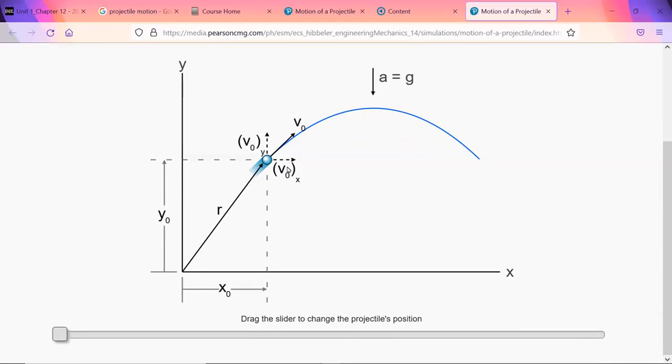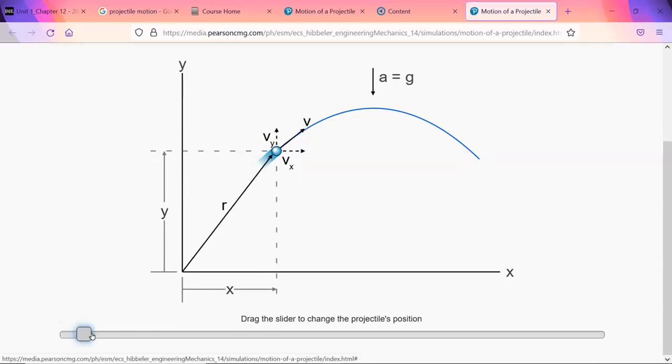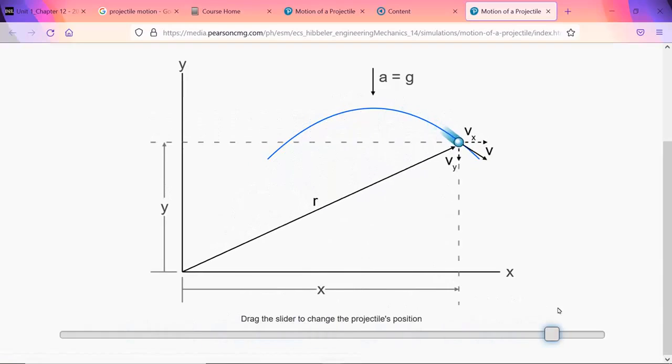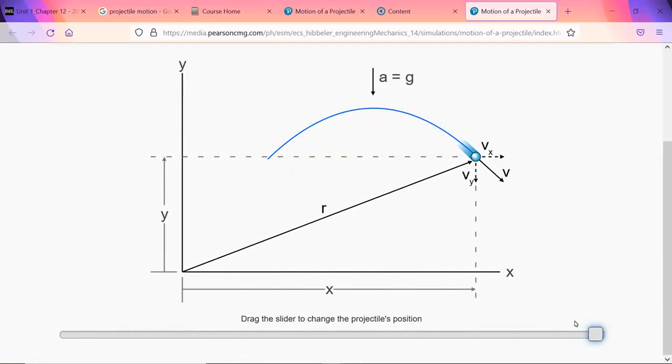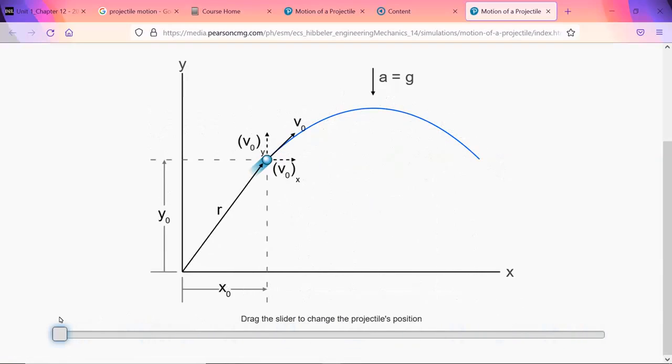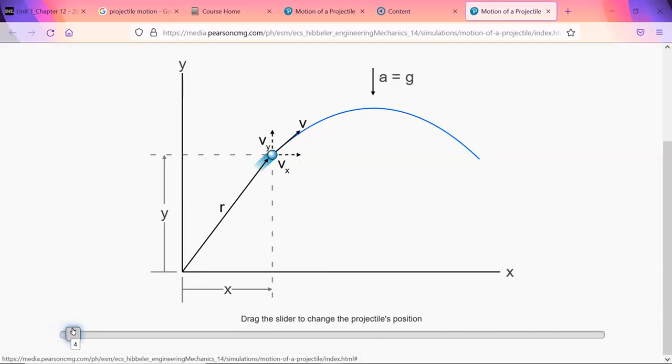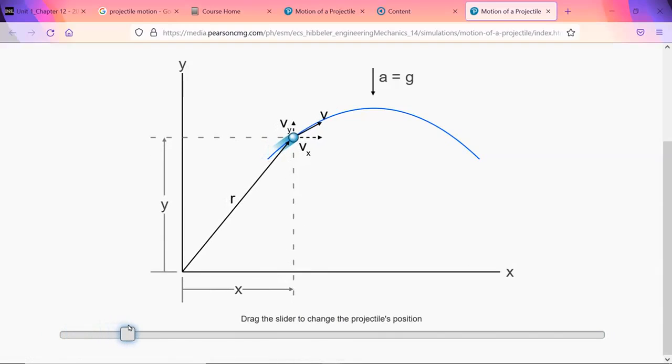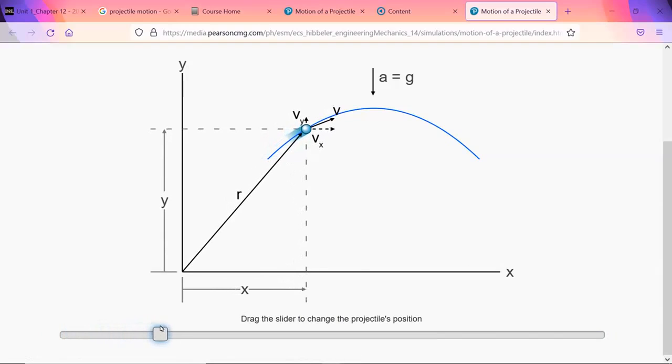Let's look at how the components of the velocity change as the particle travels along the projectile path. Remember that the length of the vector indicates the magnitude of the velocity and the arrow indicates the direction. As I move the cursor, the projectile travels from point A to point B, from left to right. As you can see, when the projectile is launched with some initial velocity, the Vx arrow remains horizontal, but Vy changes its magnitude. It's getting smaller and smaller.